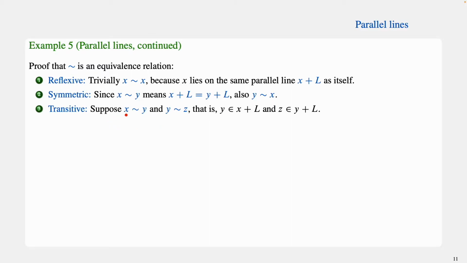It is transitive because, well, suppose that X is related to Y and Y is related to Z. This means that Y lies on the line X plus L and Z lies on the line Y plus L. But now we know that here Y plus L is the same as X plus L because X and Y are related. So Z is in the line X plus L, and this means X is related to Z, and hence transitivity holds.